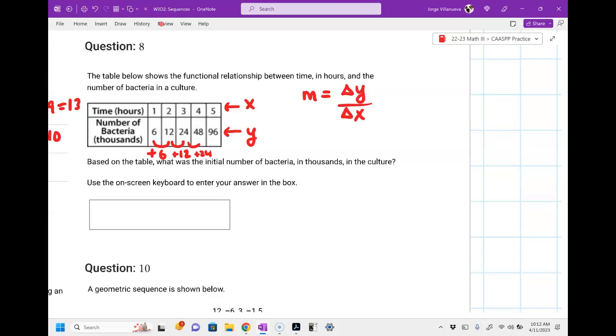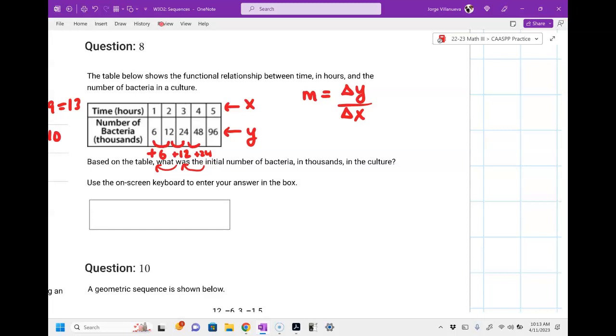So notice we're at 24, 12, 6. We're dividing by 2, right? Every time we're going down. So the 24 became a 12 because they divided by 2, right? The 12 became a 6 because they're dividing by 2, right? If you divide 96 by 2, you get 48.